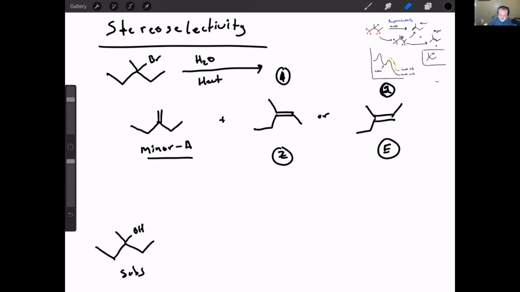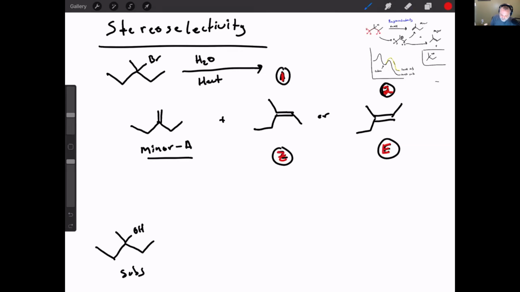Now let's think about it. Which one of these two will be the major product? Is it 1 or is it 2? So this is E and this is Z. I'll make sure I did that right one more time. Low, high, high, low. I did.